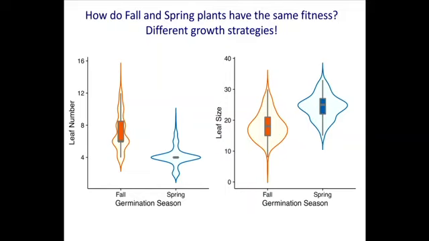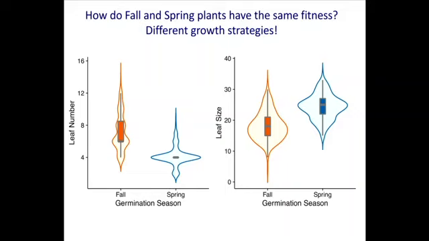And we think that rather than investing in the expensive construction costs of making more leaves, the spring plants are making fewer leaves, typically only 4, so two nodes of leaves, but making larger leaves. So they're rapidly expanding their leaf size rather than making additional leaves, giving them enough resources to make the same number of flowers and set the equivalent number of seed.